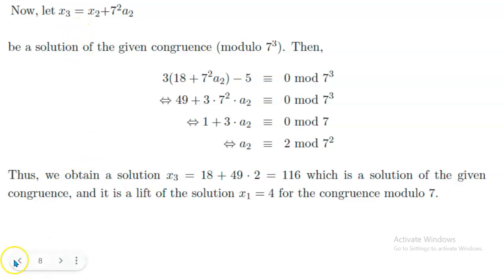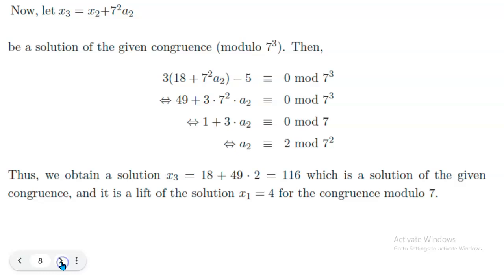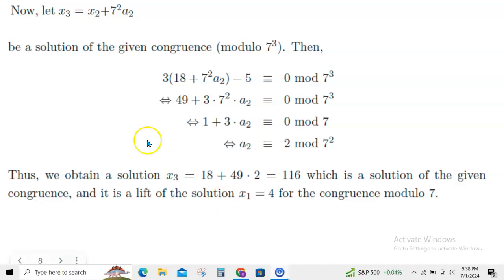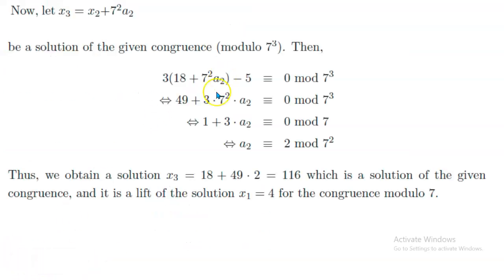Next we have to lift it to x3. x3 is equal to x2 plus 7 square a2. So first, here x2 was x1 plus 7a1, and x3 becomes x2 plus 7 square a2. So now we substitute it here in 3x minus 5 congruent to 0 mod 7 cube. So we get 3 into 18 plus 7 square a2 minus 5 congruent to 0 mod 7 cube.